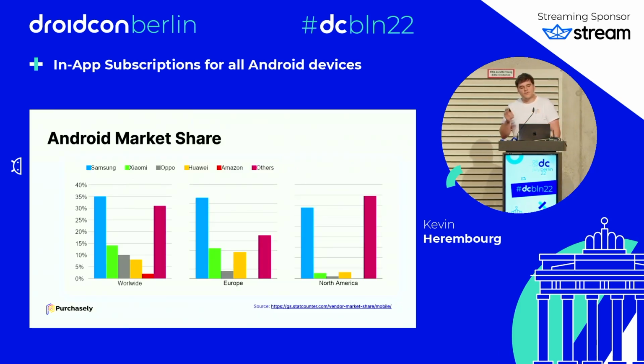And why is it important? It's because the Android market share is very diverse. The main player is Samsung, with almost 35% of market share in the world. But you also have Xiaomi, Oppo, Huawei, Nokia still exists, Motorola still exists, and all other companies and very, very various ones. But you also have Amazon, and I'm going to talk about what is very specific about Amazon a little bit after.